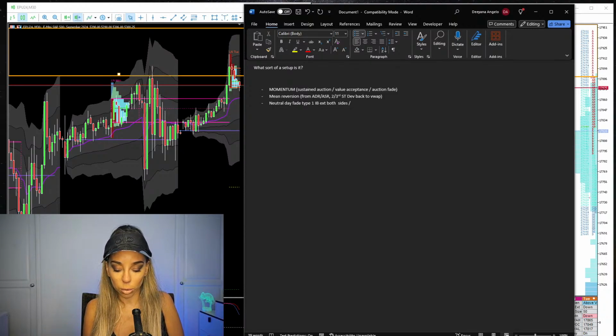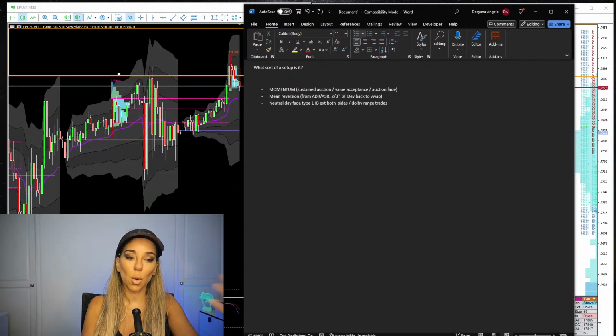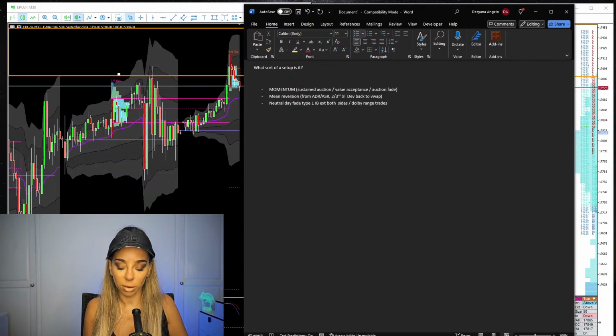And then you can use the Dolby style range trading. So you identify that new range and then you just basically ping setups until one side of it breaks. There's more, but I don't want to overwhelm you too much. But that is basically the primary thing that I would look for. What sort of a playbook am I doing, right?